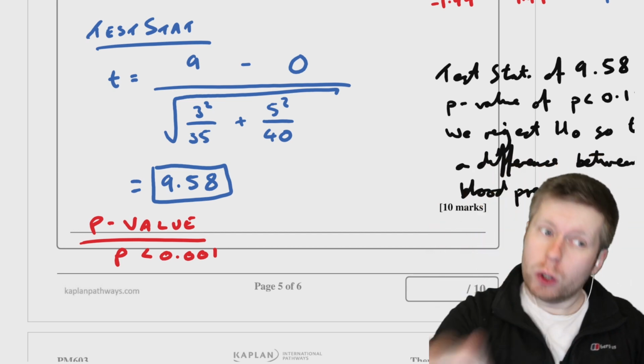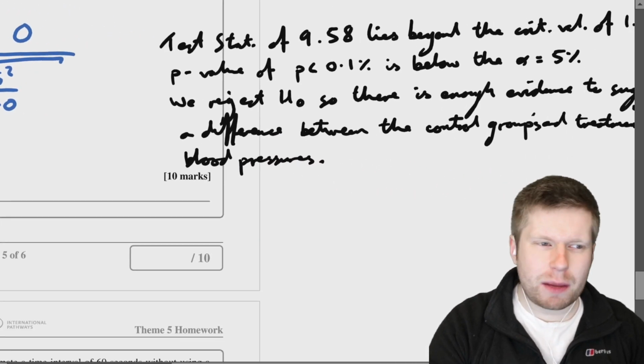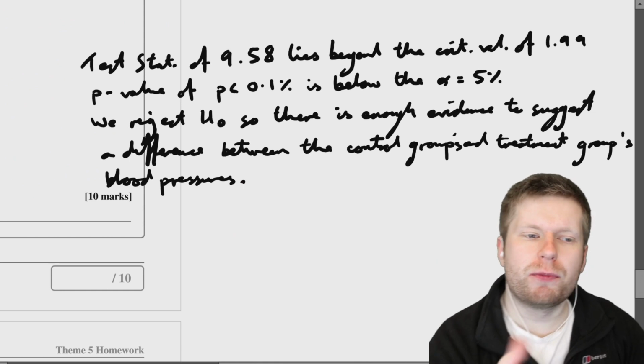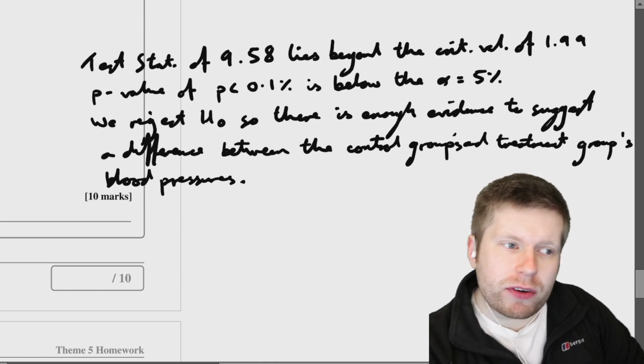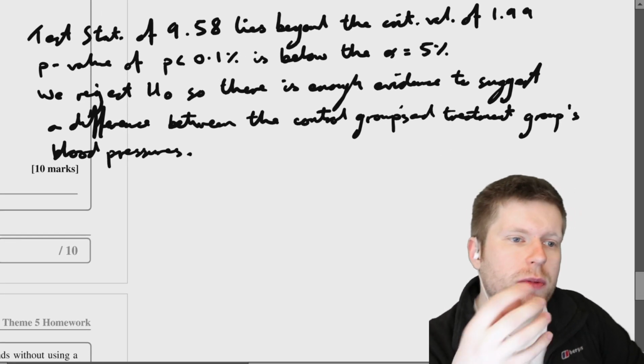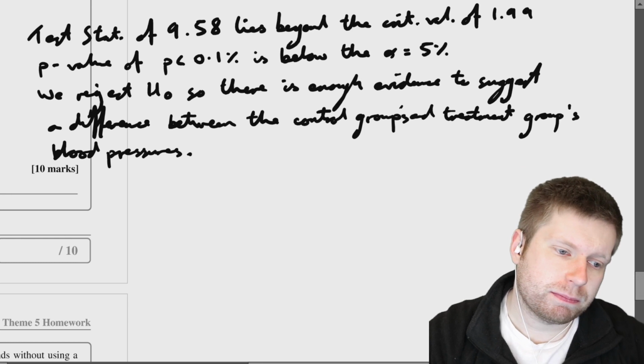It doesn't mean it's zero, so it could still technically happen, but it's so small that it means there's probably something wrong. The thing which is likely to be wrong is our null hypothesis, so therefore we reject the null hypothesis. There's enough evidence to suggest a difference between the control group and the treatment group's blood pressures. If you put that, you'll get all full 10 marks.